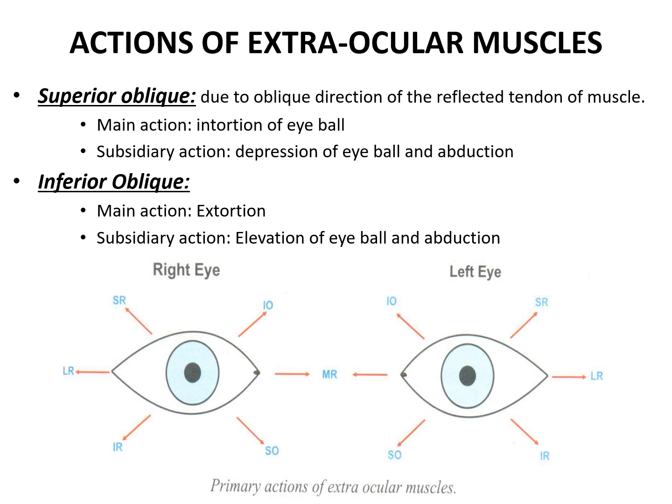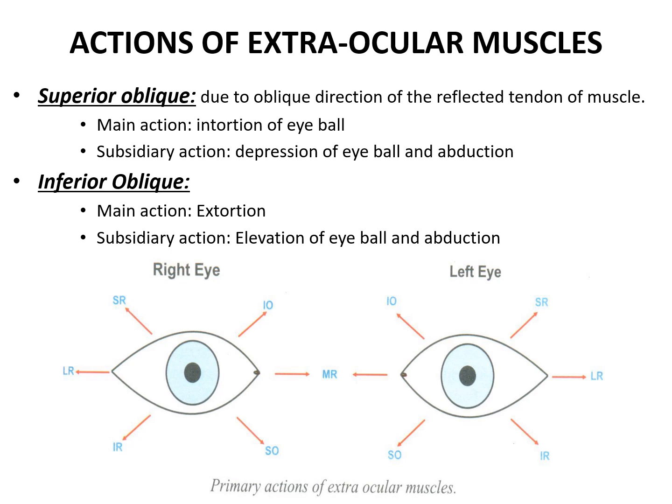Superior oblique muscle, due to the oblique direction of the reflected tendon of the muscle, as I have already told you, has the main action of intorsion of the eyeball, that is the 12 o'clock moves inward. And the subsidiary actions are depression of the eyeball and abduction.